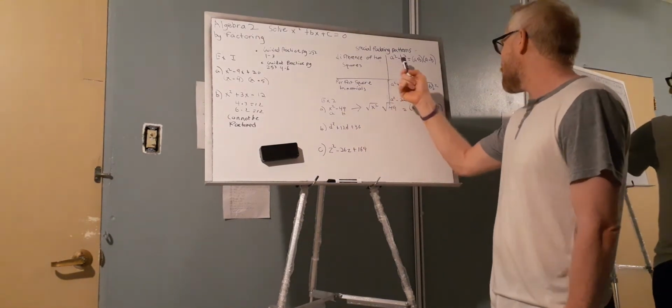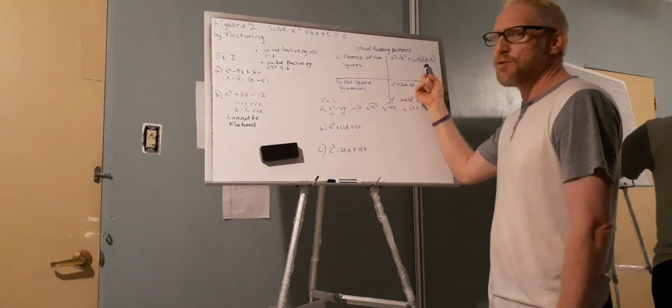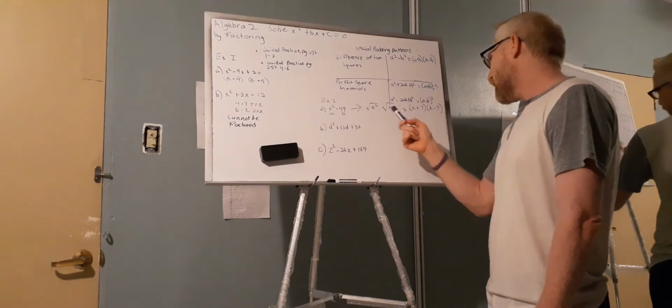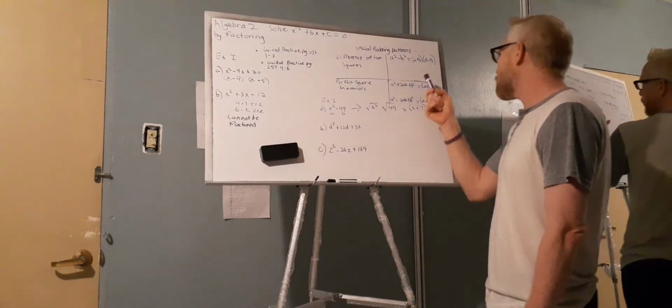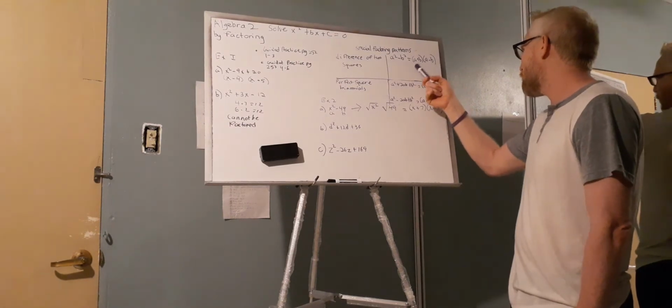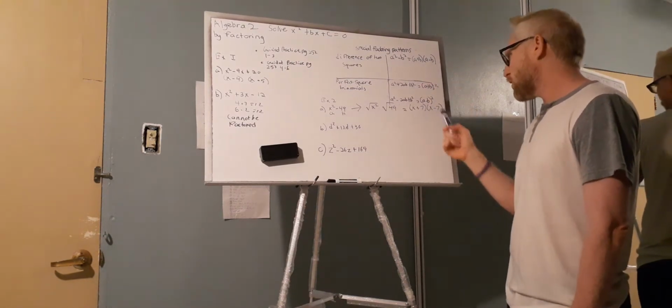If I want to convert them into the formula, into the difference of squares, I simply look for the square root of x squared, which is x, and the square root of 49, which is 7, and then I just plug them in. And x plus 7 times x minus 7, or a plus b times a minus b, which is what I did here.